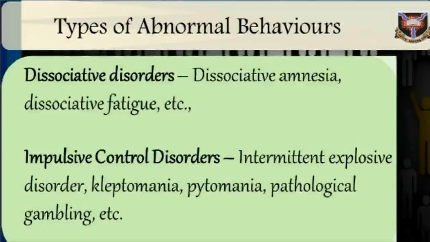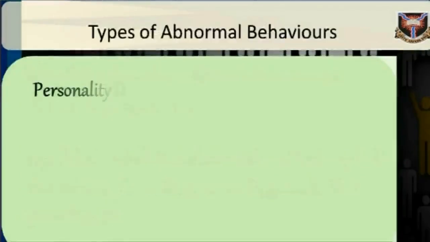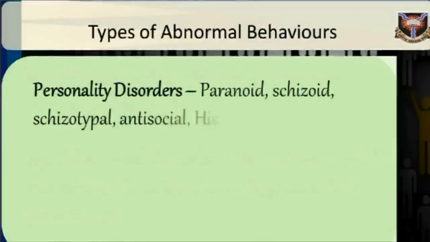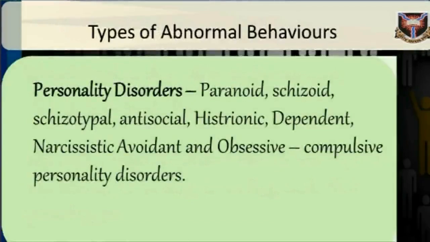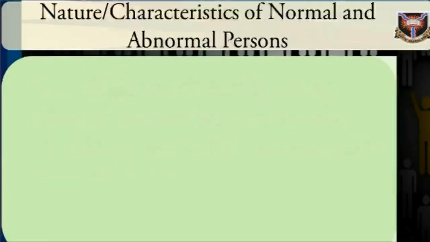Impulse control disorder, intermittent explosive disorder, kleptomania, pyromania, pathological gambling, etc. Personality disorders: paranoid, schizoid, schizotypal, antisocial, histrionic, dependent, narcissistic, avoidant, and obsessive compulsive personality disorders. Okay. Nature or characteristics of normal and abnormal persons.